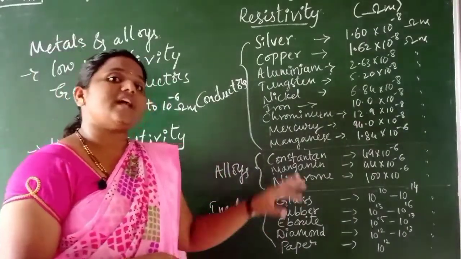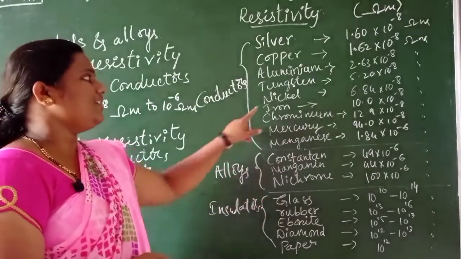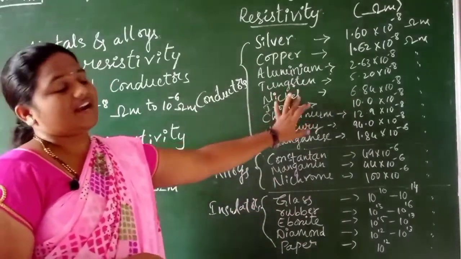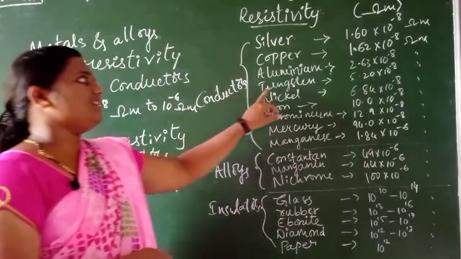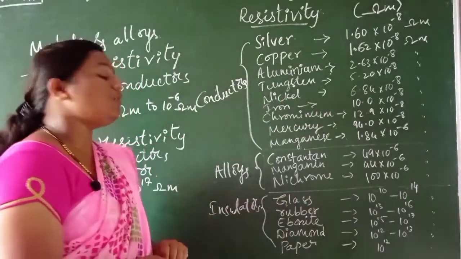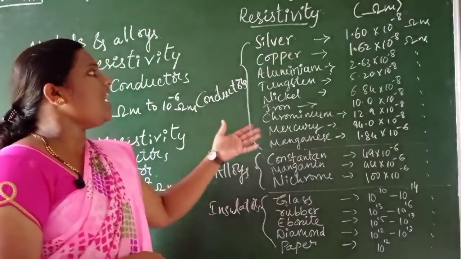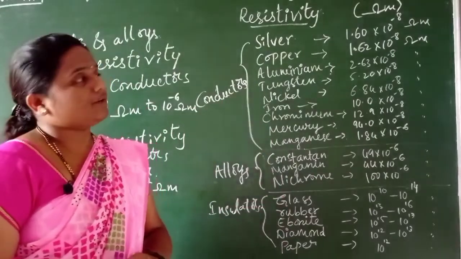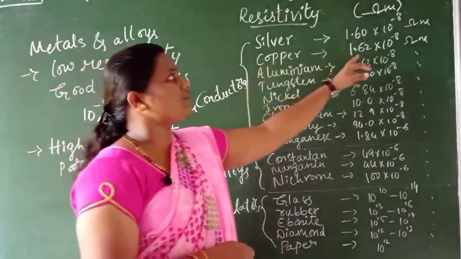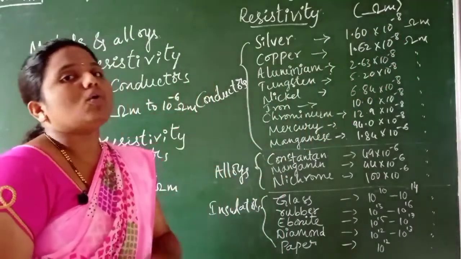And moreover, children, the filament of the bulb, isn't it? There also, for making it, we will use what? Tungsten. It also doesn't oxidize easily, children. For making the filament of the bulb, tungsten metal is used. And for making transmission lines, meaning wires, copper and aluminium are used, because they offer low resistivity. See, children, copper has 1.6 into 10 to the power of minus 8 ohmmeter, nothing but a low resistivity.